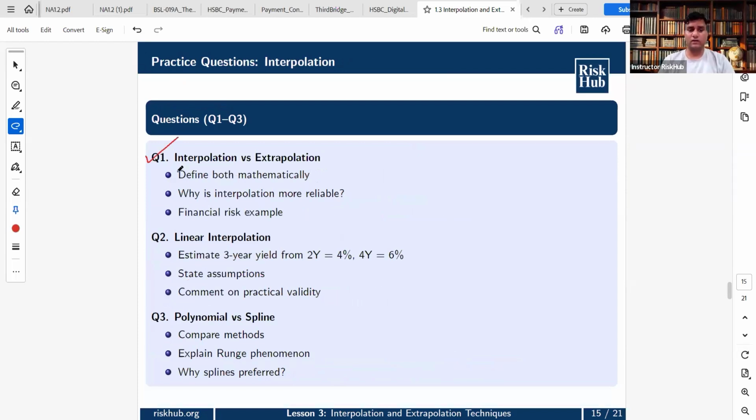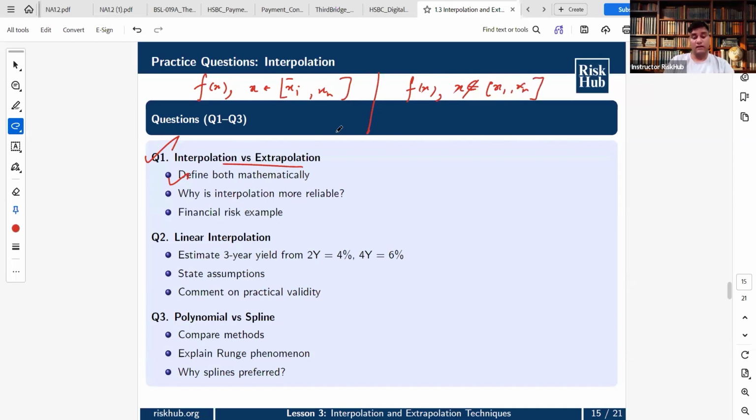So again, theoretical question: interpolation versus extrapolation. Define both mathematically. Mathematically, interpolation is f(x), where x falls between x1 and xn, that is, x belongs to the interval x1 to xn. Extrapolation is what? f(x), where x does not fall into the range x1 to xn.